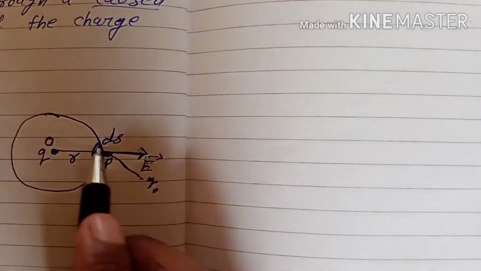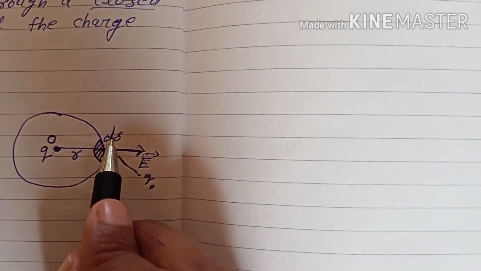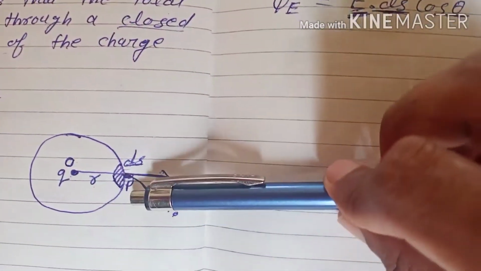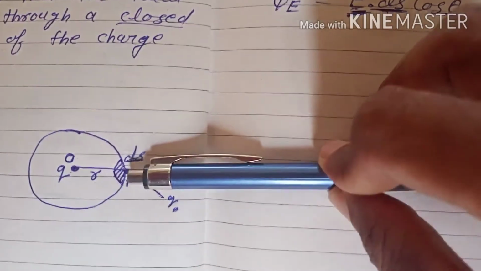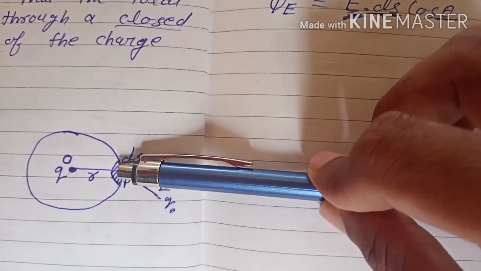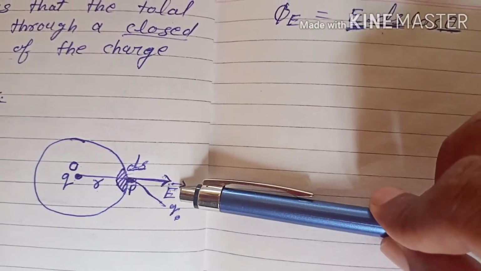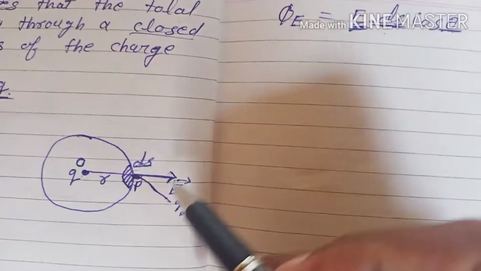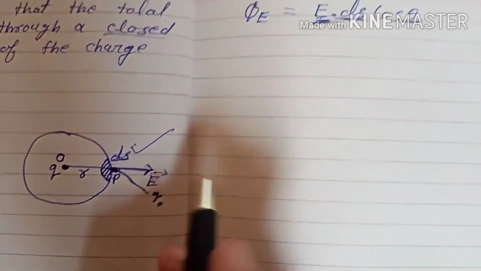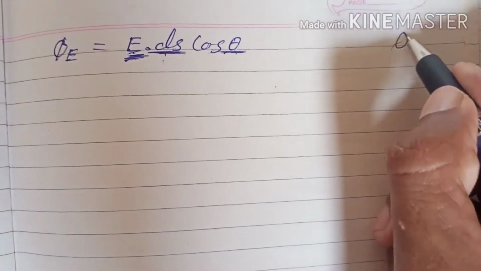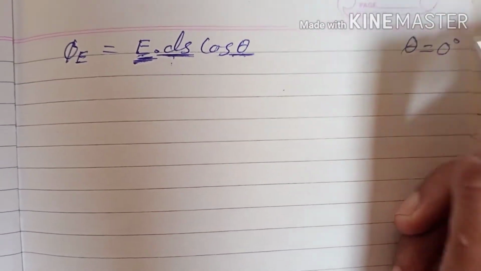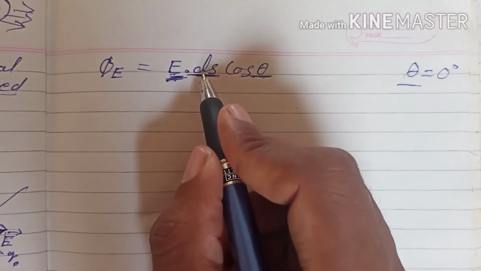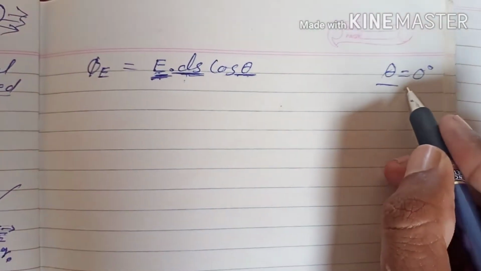And where is the perpendicular of ds? The perpendicular of ds is like this. So we can say that the direction of the perpendicular of ds is in the direction of electric field E. Electric field E and the perpendicular of ds are in the same direction, so theta is equal to 0 degrees. The angle between E and the perpendicular of ds is 0.